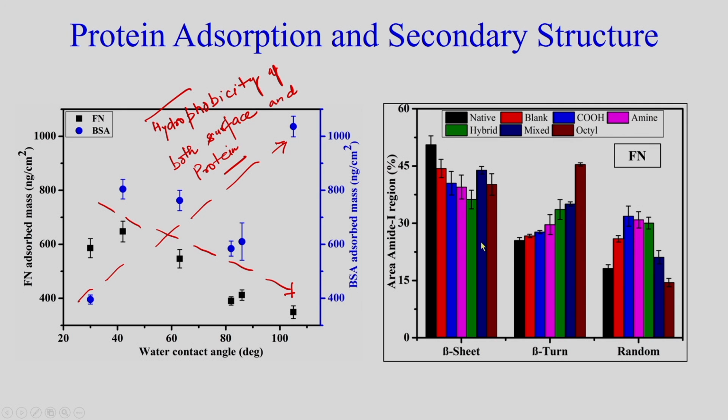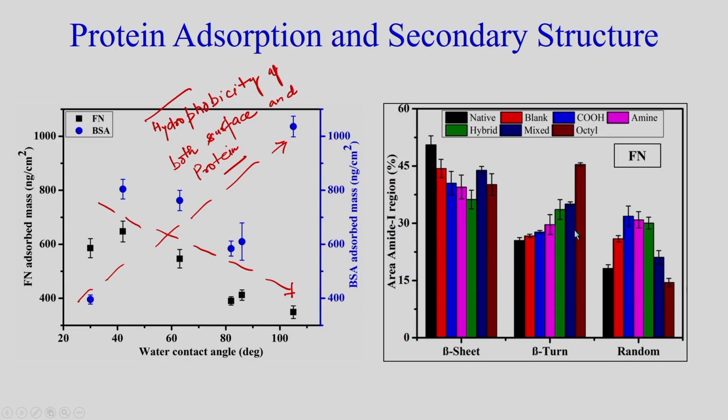So, what is happening after the adsorption on different surfaces? You can see this is the blank surface, then this is COH, this is the amine surface, hybrid surface, mixed surface, and the octyl surface. On different surfaces after the adsorption, the protein has a different secondary structure. These surfaces are organized with increase in hydrophobicity, starting with the blank surface, then COH, then amine, then hybrid surface, mixed surface, and the octyl surface. It is particularly interesting to see that the beta turn is increasing with increase in the surface hydrophobicity.